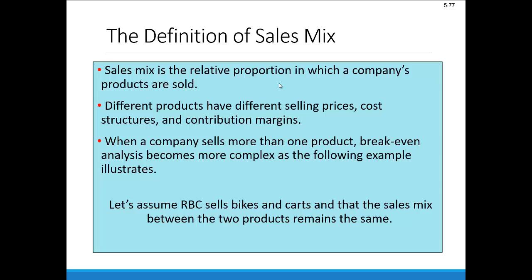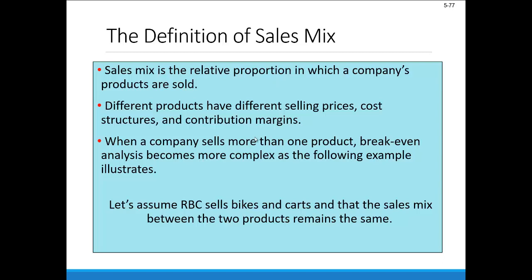Different products certainly have different prices and also different cost structures. So because of that, they have different contribution margins. Some products are more potentially profitable than others. When a company sells more than one product, our break-even analysis that we've been using becomes a bit more complex. We can still do some break-even analyses and some target profit analyses. We just have to be a little bit thoughtful about how to incorporate two or more products.